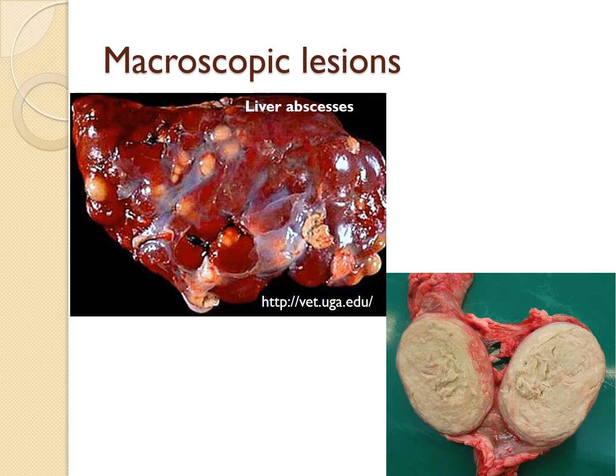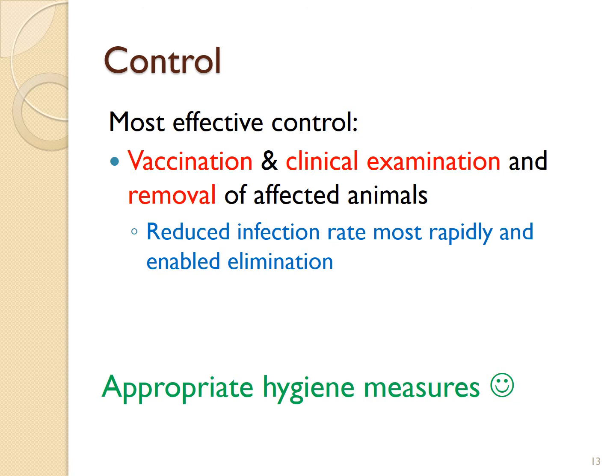Here are some images of abscesses. These lesions can inspissate and appear very similar to Mycobacterium bovis lesions. The most effective control of this disease is achieved by a combination of vaccination, clinical examination, and culling of affected animals in combination with appropriate hygiene measures.